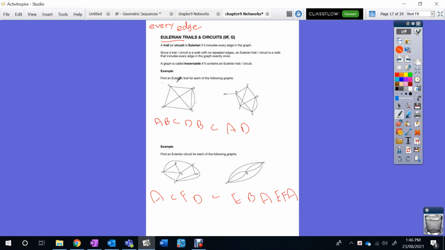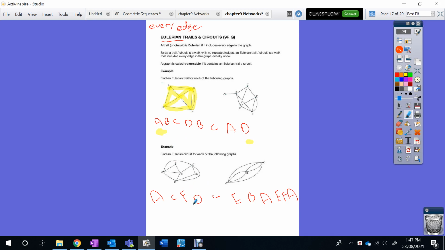So the first one is find a Eulerian trail for each of the following. So I've just done the first one. So this is one there. If you go to A and you go across to B, this one is a Eulerian trail, which means I'm going to start and end at two different spots. So we're going to start at A. So I go to A, then I go to B, then I go to C, like here. Then I go to D, then back to B. Then I can go down to C. Then I can go up to A and down to D. Okay, see that? I covered every edge only once, but I've started at A and I've finished at D.